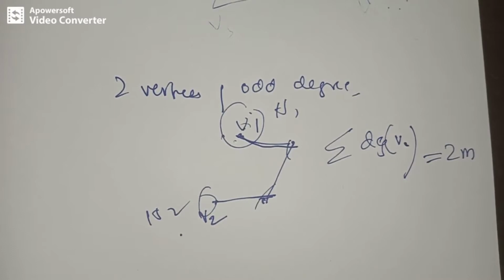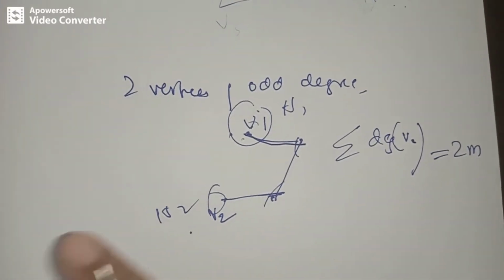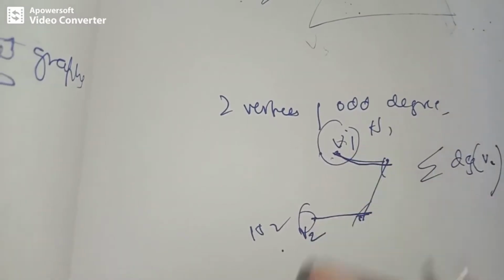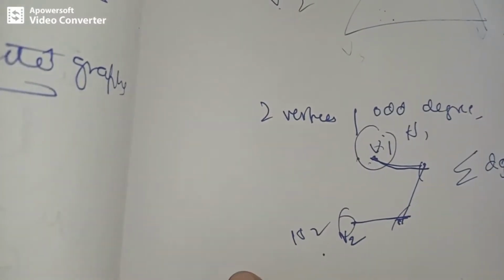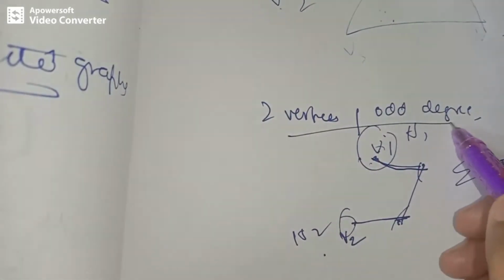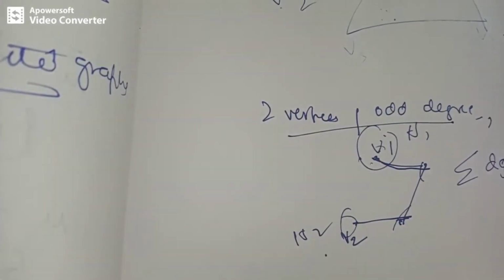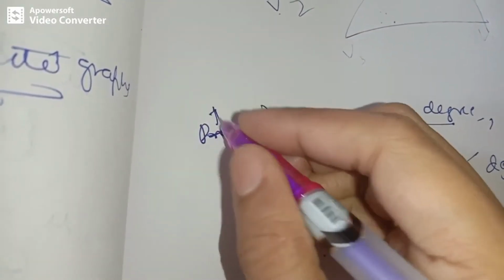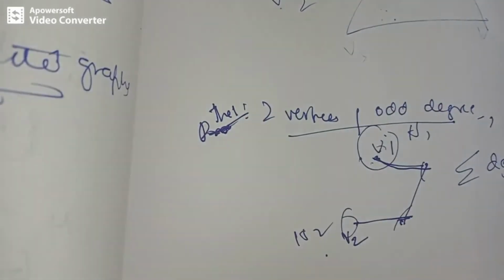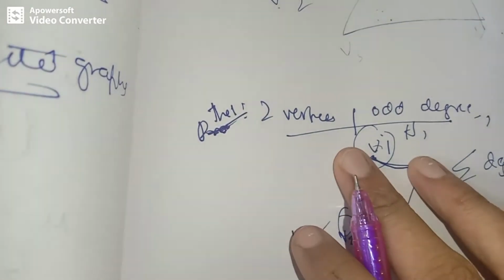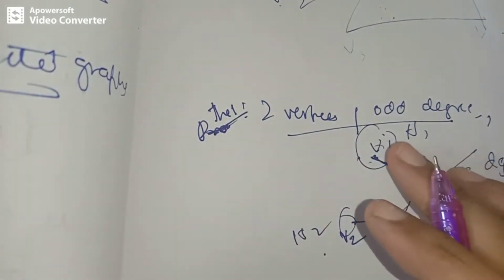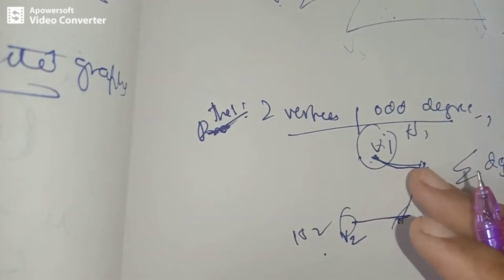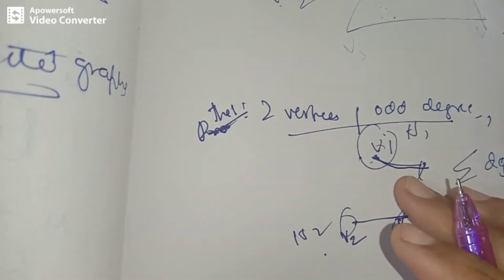And therefore there must be a path between vertex V1 and V2. So this is the proof. So what we have started is, according to the proof, if the graph has exactly 2 vertices of odd degree, then there must be a path between these 2 vertices. This is theorem 1 pertaining to connected and disconnected graphs. If a graph has exactly 2 vertices of odd degree, then there must be a path between these 2 vertices.